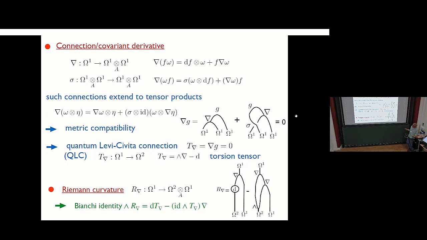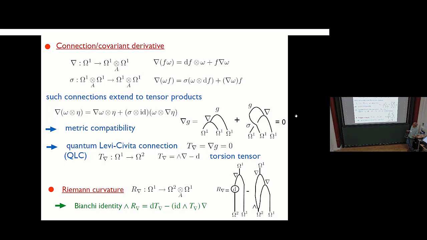Now, the other condition we need for a Levi-Civita connection is torsion. Torsion geometrically is just the comparison of the two ways to go from omega 1 to omega 2. You can go by the exterior derivative d, or you can go by nabla, which takes you into omega 1 tensor omega 1, and then you can use the wedge product to project back to omega 2. So those two different routes, the difference is the torsion. And so we want torsion to be zero.